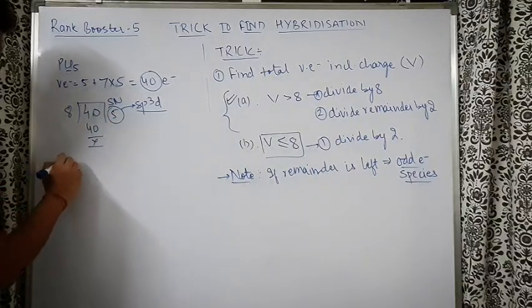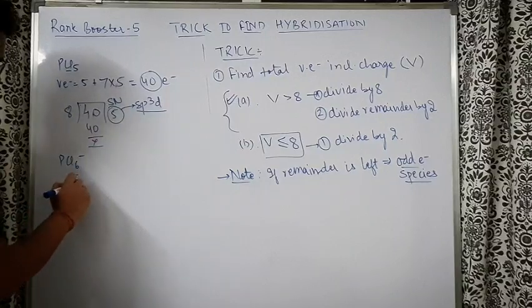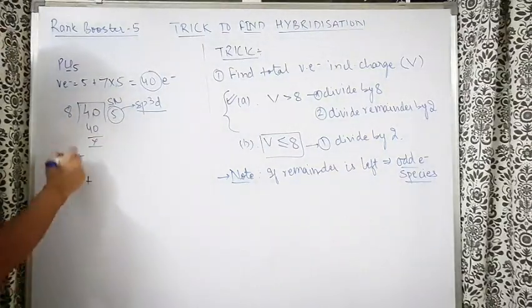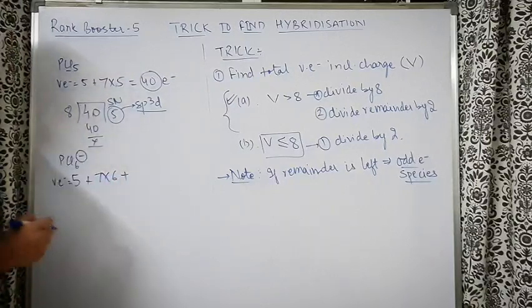Take one more example, PCl6 minus. Phosphorus has valence electrons 5. Chlorine, 7 into 6, 42. Here you can understand one negative charge is there.